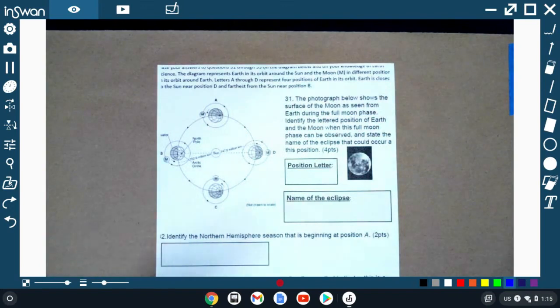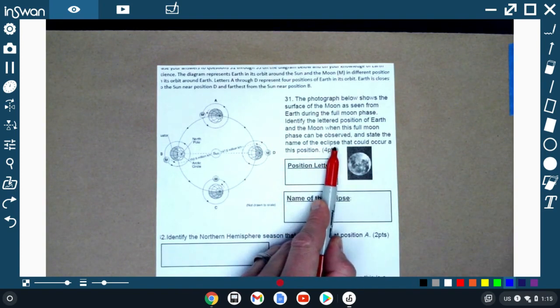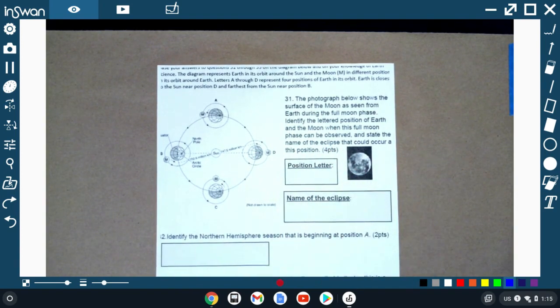Now the question is, the photograph below shows the moon as seen from Earth during a full moon. Identify the letter position of the Earth and the moon when the full moon can be observed, and state the name of the eclipse that could occur at this position. Now remember, an eclipse does not always happen every month because the axis or the plane that the moon is on is 5 degrees off of the plane that the Earth is on. So it doesn't always line up. But let's get back to our question.